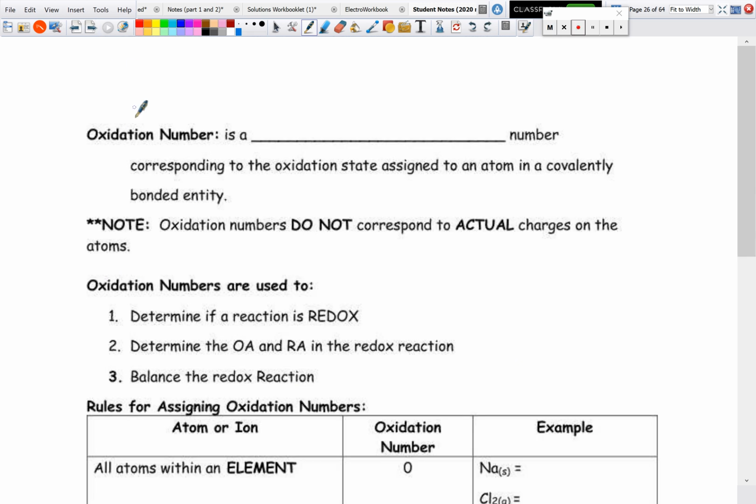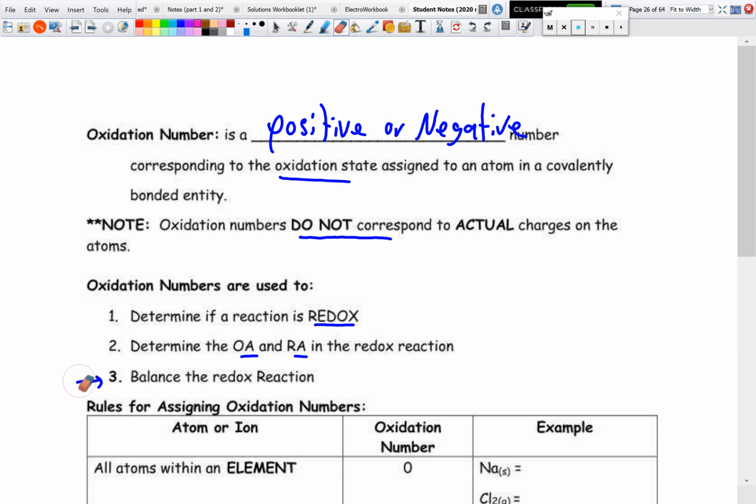So an oxidation number is just a positive or negative number corresponding to the oxidation state assigned to the atom in the covalent bond. Now these do not correspond to actual charges. This is just the apparent charge. And really what we're going to be using these for is to determine if a reaction is redox, and to determine oxidizing agents and reducing agents, and next lesson we're going to look at balancing redox reactions using oxidation numbers. But like I said, this isn't the actual charge, it's the apparent charge.